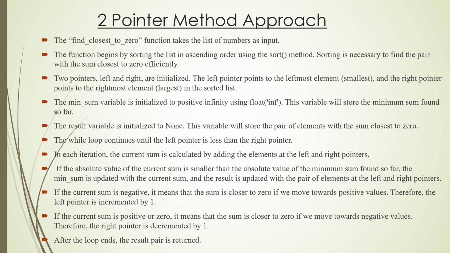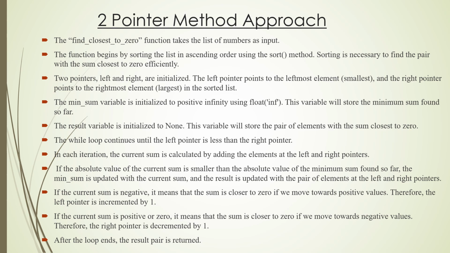The minimum sum variable is initialized to positive infinity. This variable will store the minimum sum found so far. The result variable is initialized to none. This variable will store the pair of elements with the sum closest to 0. The while loop continues until the left pointer is less than the right pointer.